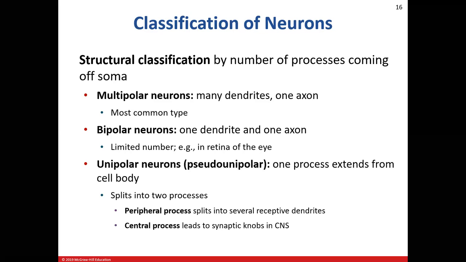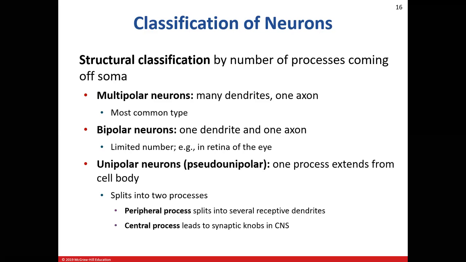Bipolar neurons are going to have one dendrite and one axon. So essentially we have two processes, but one that comes in and one that goes out. These are relatively uncommon, and we find them in the retina of the eye.